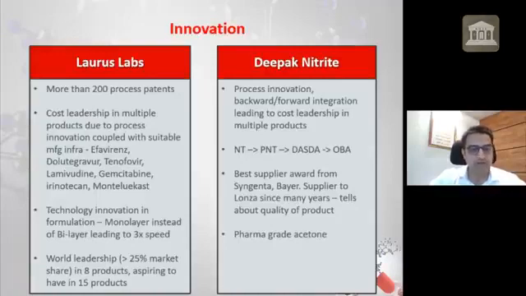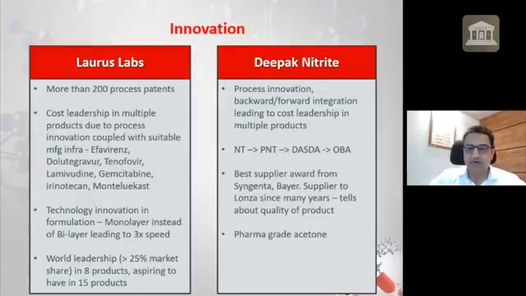They have also done some technology innovation on the formulation side, like they are using monolayer instead of bilayer, leading to 3. So this basically increases their speed by 3 times. They are world leaders in 8 products, and they are aspiring to have the world leadership in 15 products. This world leadership has come because of the process innovation and the cost leadership.